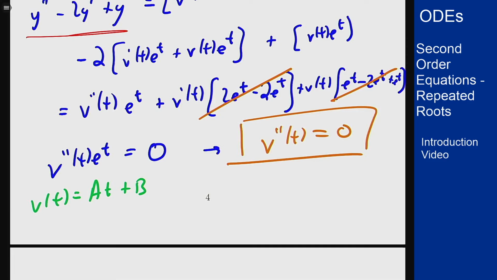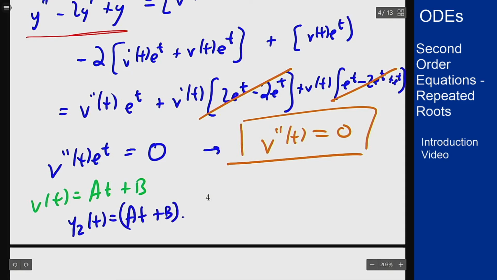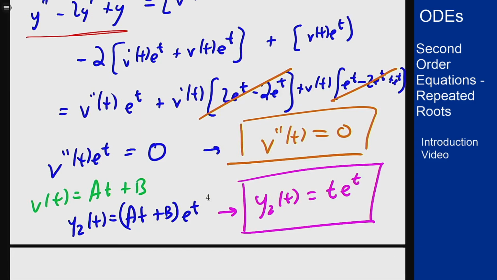What that then gives me is that my solution y2 is going to be (a t plus b) times e to the t. We're eventually headed towards linear combinations, so I know that e to the t already works, so I can ignore that part. The important new step in this process is my second solution is this t times e to the t. So that gives me the second solution that I need to try to actually solve these problems. This becomes a second solution that is going to be independent from the first one and will allow me to use linear combinations to meet different initial conditions for this problem.